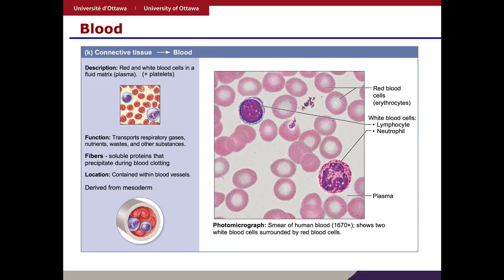The matrix of blood is a fluid called plasma. Blood has cells that include red blood cells, which are by far the most abundant, as well as fewer white blood cells and platelets. The fibers in blood are not readily apparent. In fact, they are normally soluble and only form after injury to blood vessels. These are the proteins that form blood clots, which we'll learn about in a later lecture.